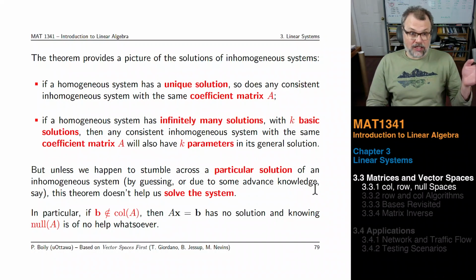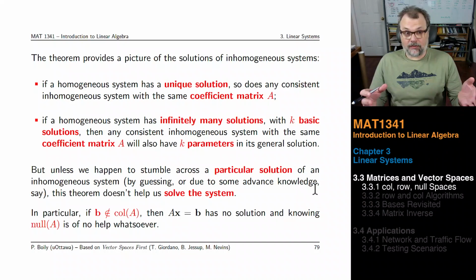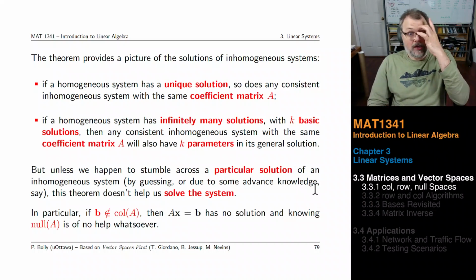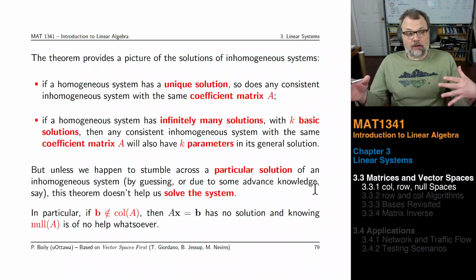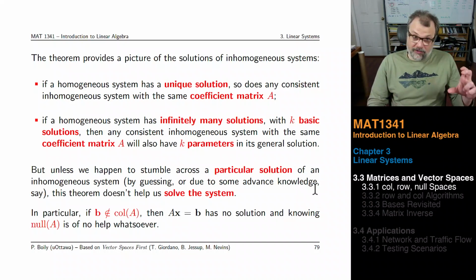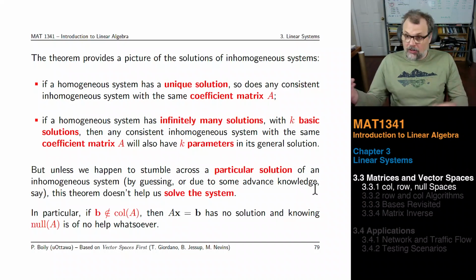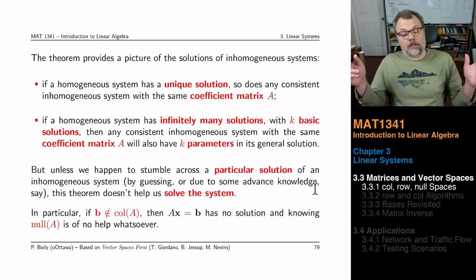But all of this is useless unless we happen to have access to a particular solution x0 of an inhomogeneous system. And often we can do that by guessing, or we might have some prior knowledge of a situation. That's never a bad thing. But the theorem doesn't help us solve the system. It just tells us that the nature of the solutions are the same. They're not going to be subspaces because you're adding the particular solution and you're not going through the origin anymore. But if you have 2 parameters, you have 2 parameters. If you have 1 parameter, you have 1 parameter. If you have a unique solution, you have a unique solution, assuming the system AX equals B is consistent.